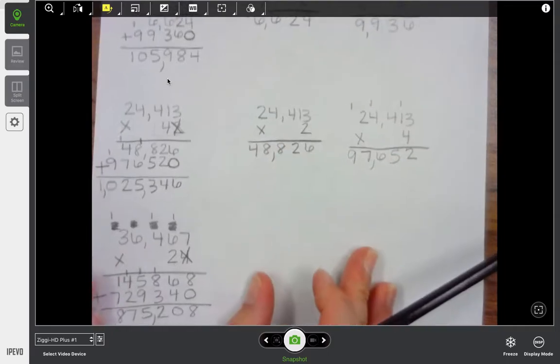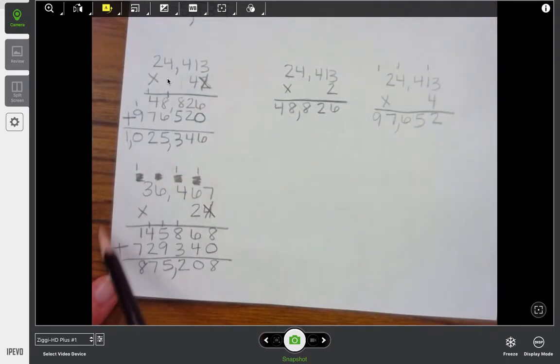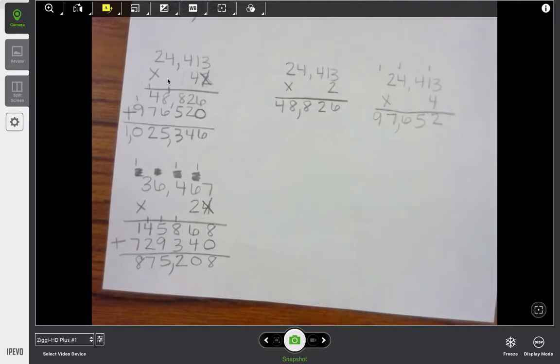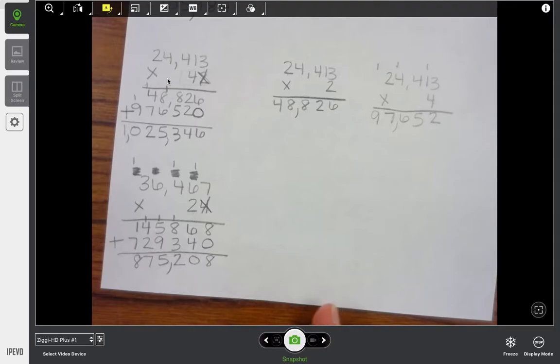Okay? So you could do your problems like we did here by breaking this number apart and doing the multiplication out to the side, or you can choose to use the standard algorithm. The way you do it is up to you, but you do need to be careful to make sure you're lining things up the way that will help you get the correct answer.